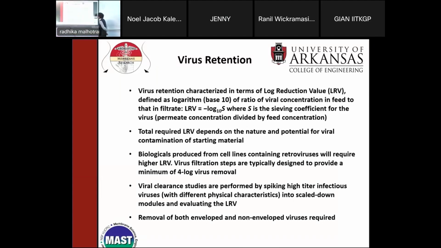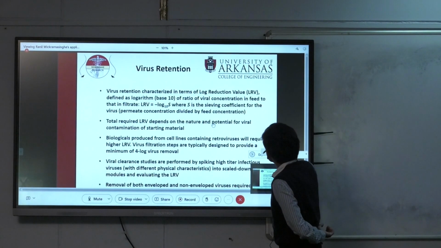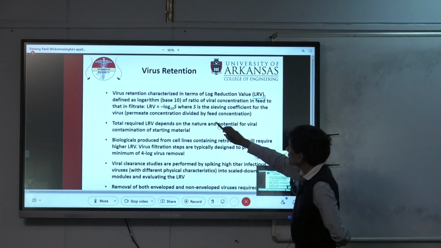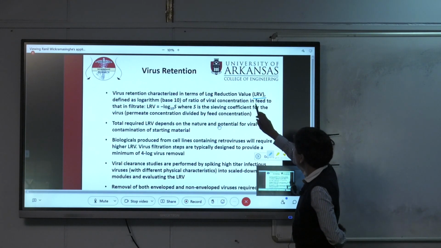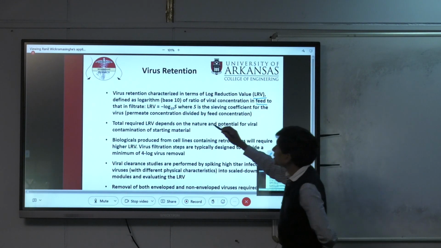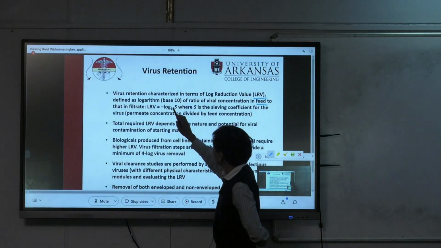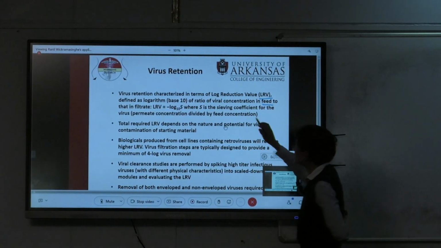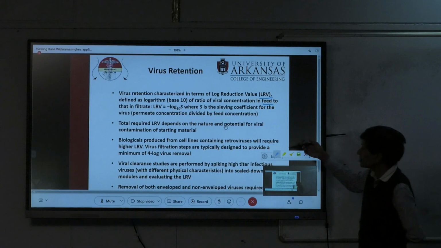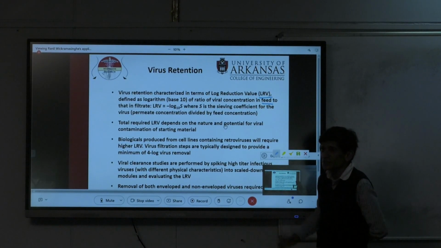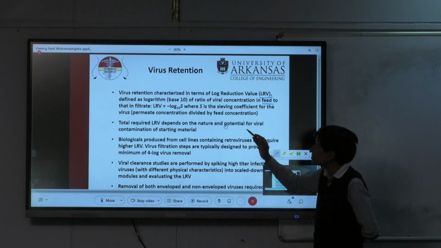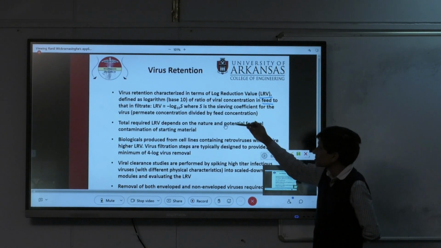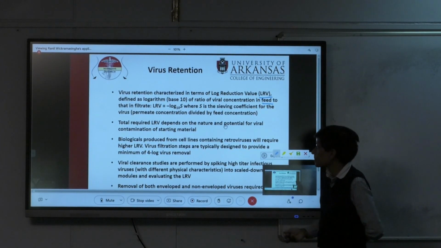So virus retention is characterized in terms of log removal, or what's typically called LRV, okay? And LRV is defined as the log to base 10 of the ratio of the viral concentration in the feed to that in the filtrate. So LRV is negative log to base 10 of S, where S is the sieving coefficient for the virus. In other words, the filtrate concentration divided by the feed concentration. And it's negative because this ratio comes out negative, right, when you take the log.